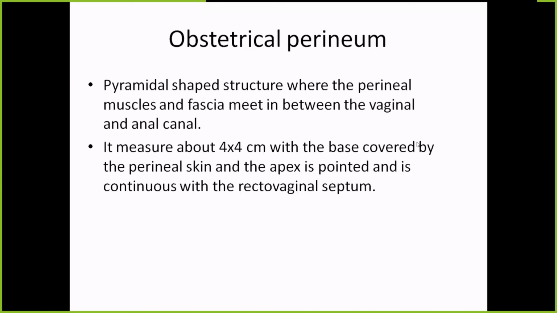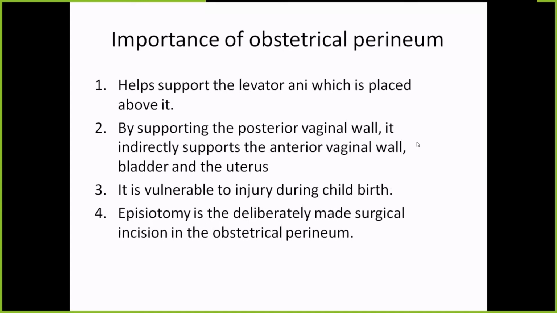So it is the structure between the vagina and the anal canal. It is almost around 4 by 4 centimeters, and it is a diamond-shaped structure. So what are the functions of the obstetrical perineum? It supports the posterior vaginal wall, right? And it also supports the levator ani.